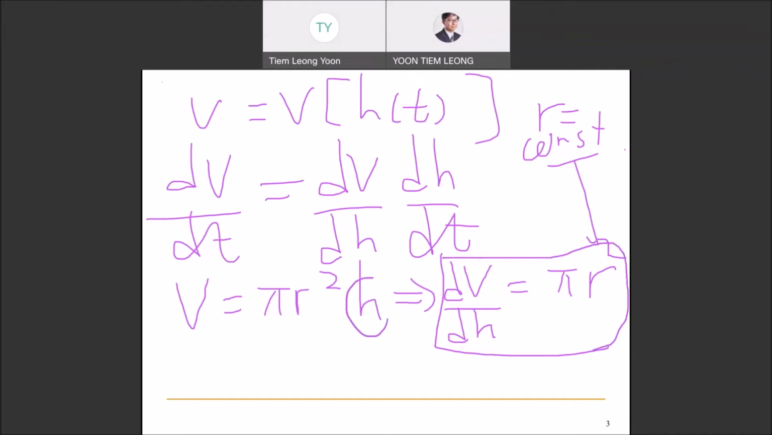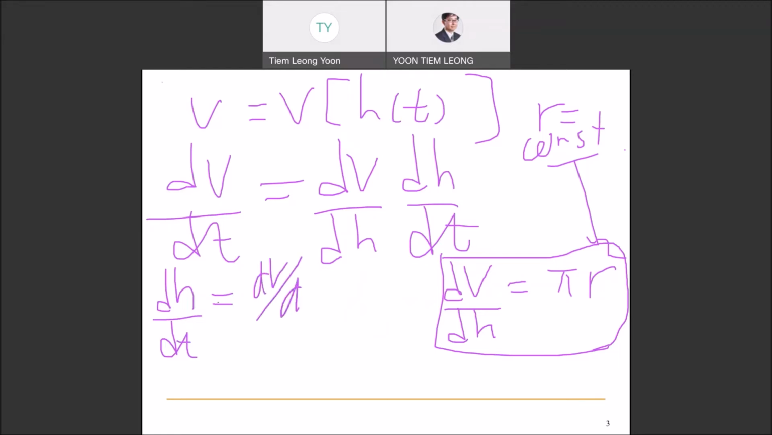So if you have a linear dependence of V on h, then we have dV/dh equal to pi r squared, which is a constant. Then you could easily simplify this relationship. Let me knock off this and then rewrite my equations here. So from here, the change of height as a function of time, dh/dt, is simply equal to dV/dt, the rate of change of volume with respect to time, divided by dV/dh.